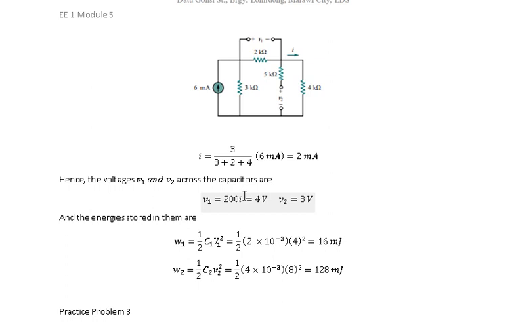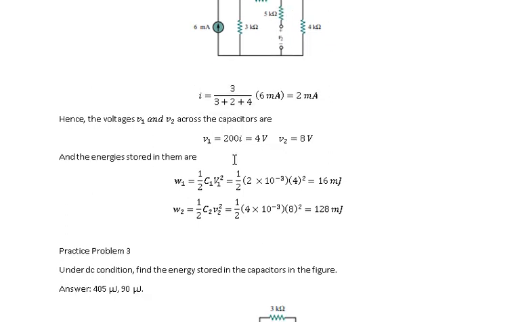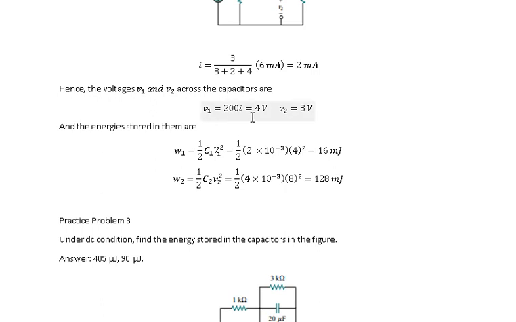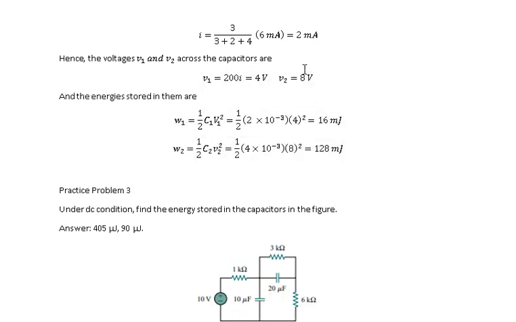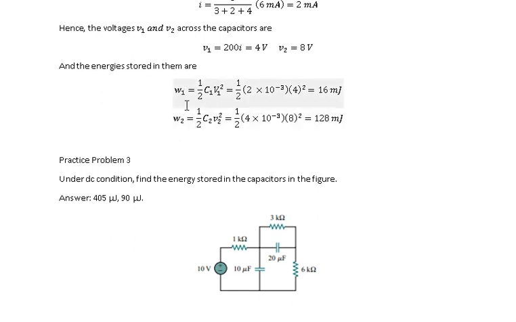So 3 kilo ohm over the sum of all resistances except this 5 kilo ohm, because it is gone. Since it is open circuited here, no current passes through it, so this 5 kilo ohm is also neglected. So we have here the value of V1, and the value of V2 we have also this one. Using the equation of energy of the capacitor, we have these equations, so we can now find the value of W1 and W2, or energy 1 and energy 2.